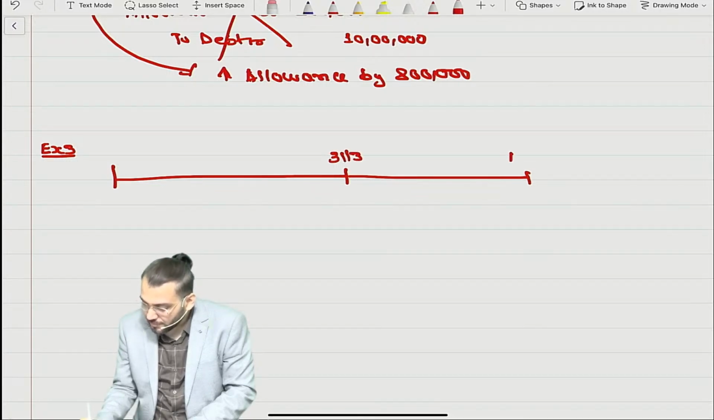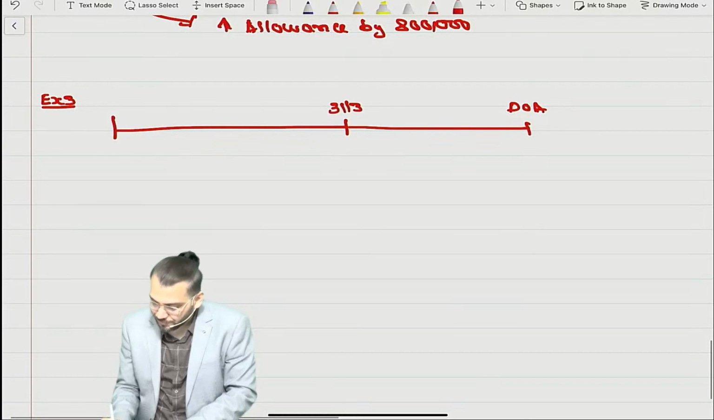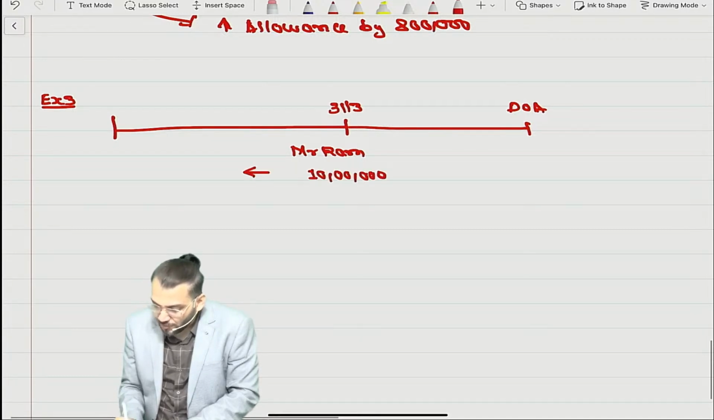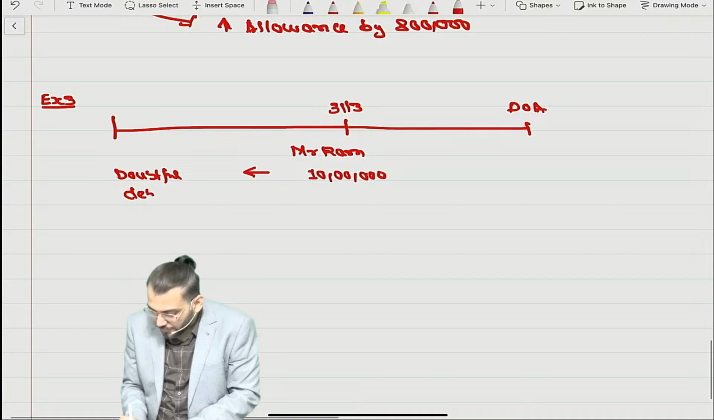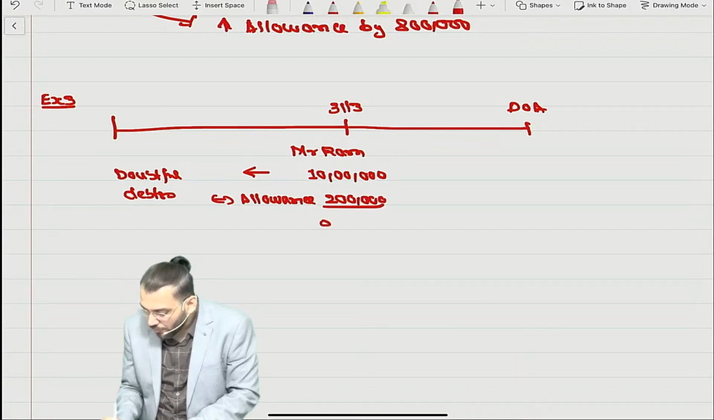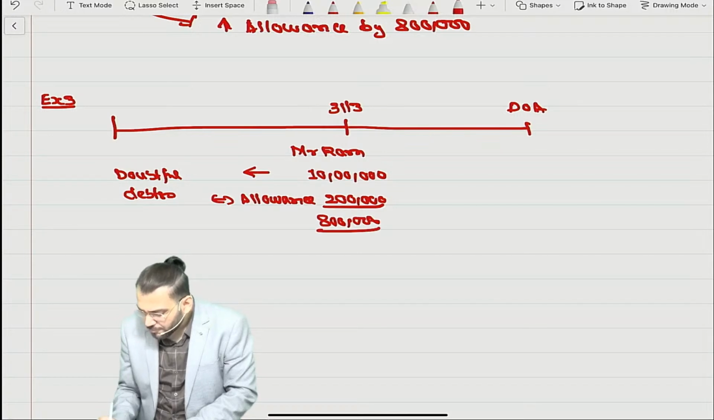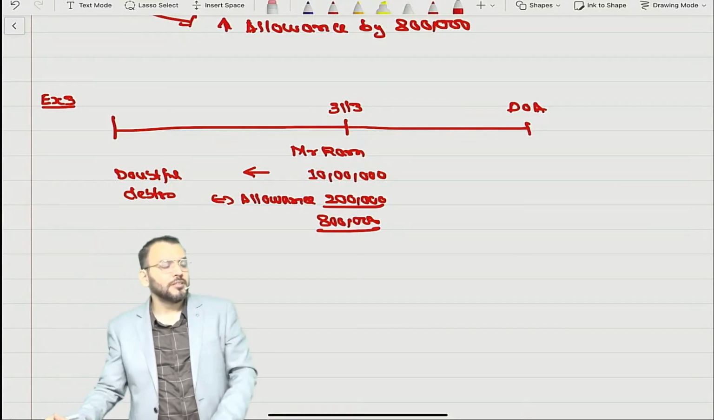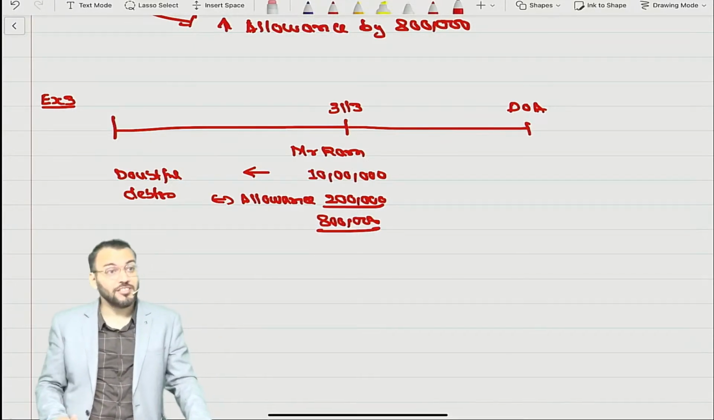31st March. This is the date of approval. Once again, Mr. Ram. Amount outstanding is 10 lakh. And suppose he was a doubtful debtor, and you have already created an allowance for bad and doubtful debt amounting to rupees 2 lakh. And the net amount is coming to 8 lakh. Means what happened before 31st March? He went to Pakistan. Now because he went to Pakistan, the doubt is there whether he will come back or not.